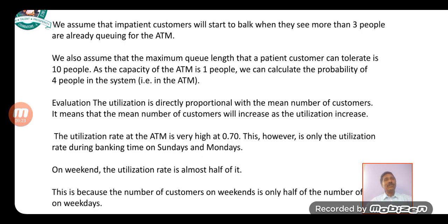Evaluations: the utilization is directly proportional to the mean number of customers. It means that as the mean number of customers increases, the utilization increases. The utilization rate at the ATM is very high, 0.7. This, however, is only the utilization rate during the bank time on Sunday and Monday. On weekends, the utilization rate is almost half of it.